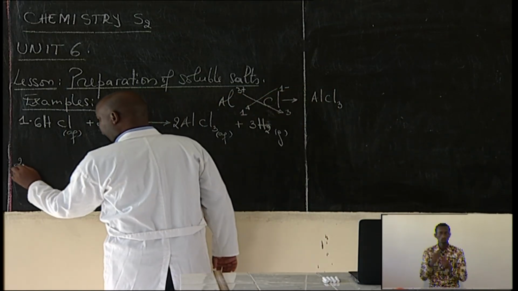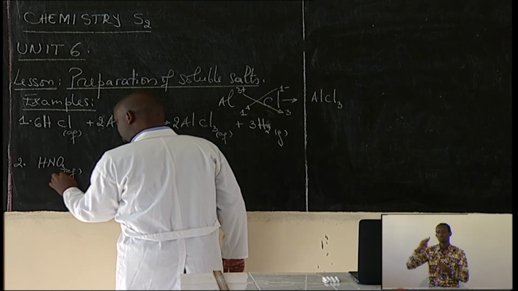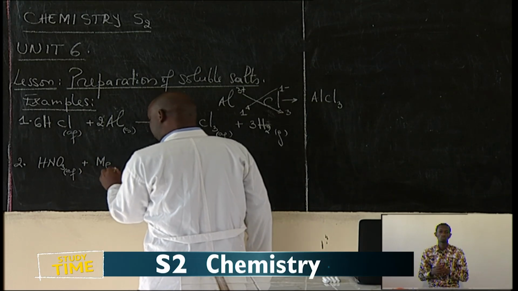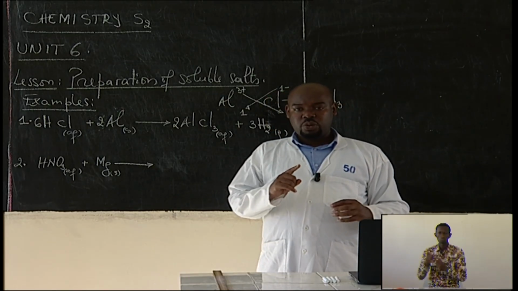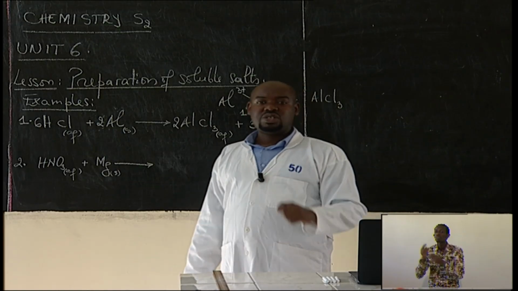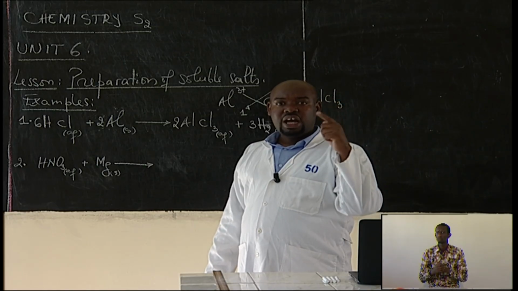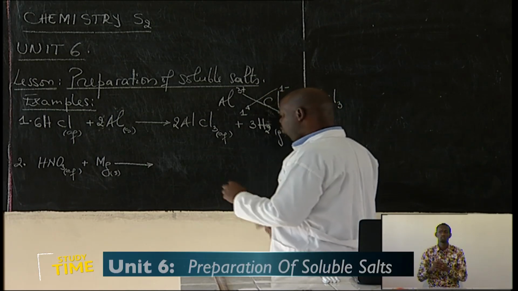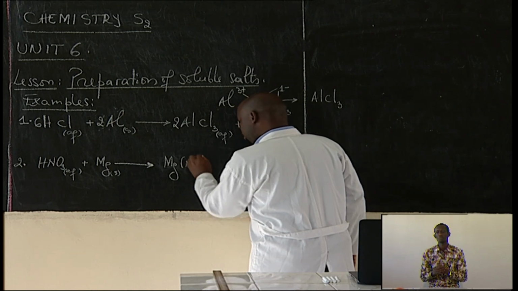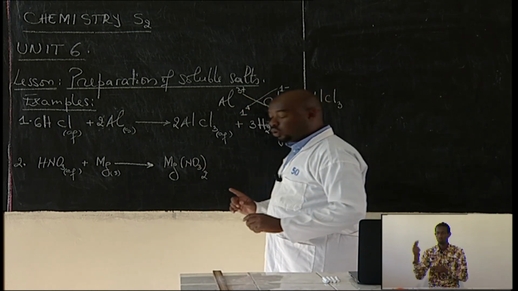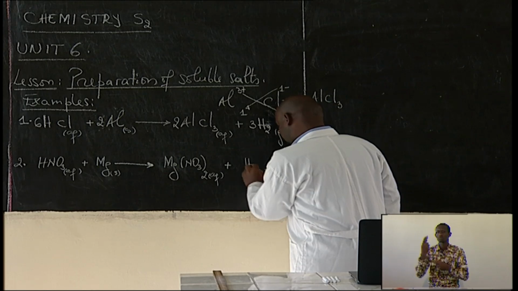We go to the next. We have nitric acid, it's this one, in aqueous state, plus magnesium in the solid state, and we produce. Do you know what we produce? The name is magnesium nitrate. How is it written? Magnesium has 2 as the charge, and the nitrate ion has -1. So if we cross, we get what? We get magnesium Mg(NO3)2, the substance which is also soluble, so it will be in aqueous state, and we add hydrogen gas.